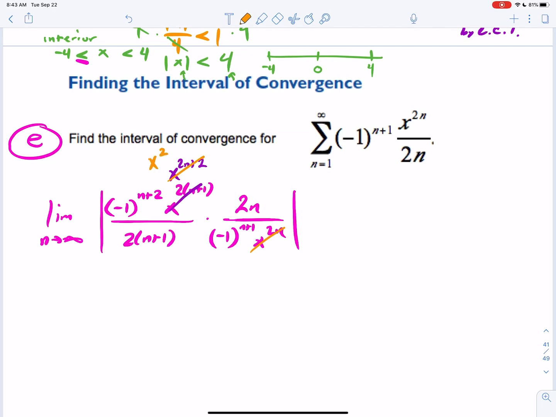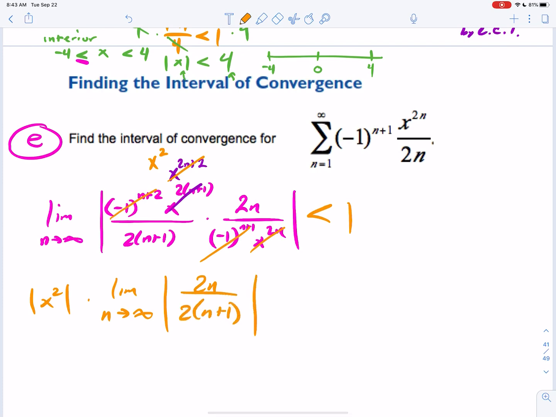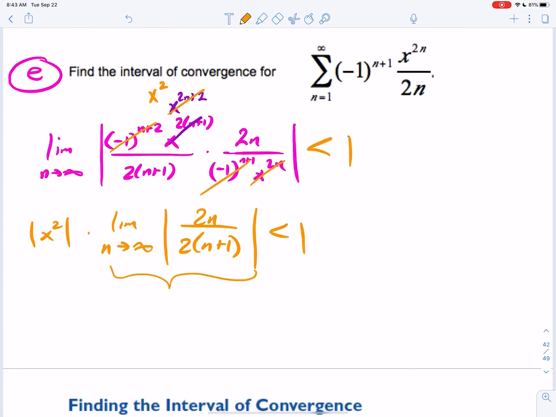All right? Since we're taking the absolute values, the alternating parts, or the negative ones, really don't matter because it'll just turn positive anyways. And then we're going to force it to converge. Absolute value of x squared is going to pop out to the outside because it has nothing to do with the limit. And then what's left is going to be 2n over 2 times the quantity n plus 1. If you distributed that out, it really doesn't matter because all in all, that limit should come out to 1 if you did it correctly.